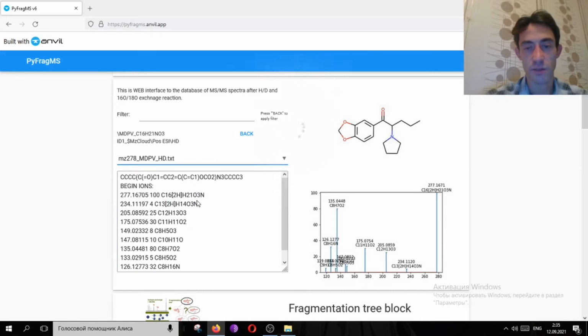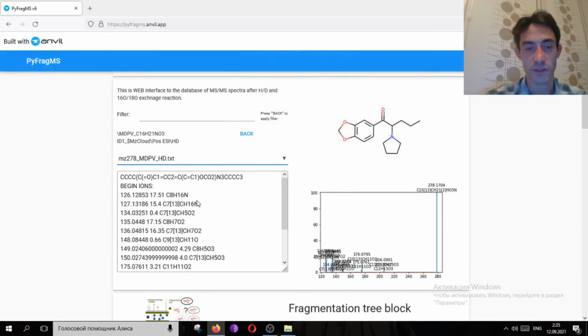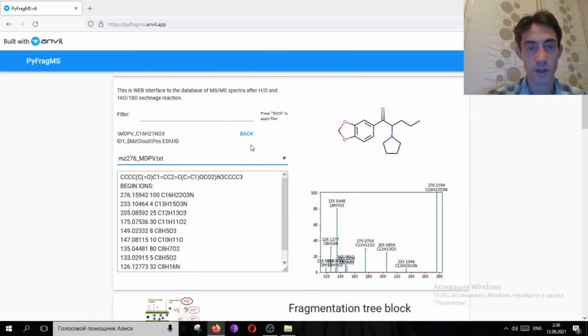And also we have recorded spectra for C13 isotopes. You can pay attention to the peak splitting here. So this is a spectrum for the precursor ion. Of course, we have spectra for this molecule.